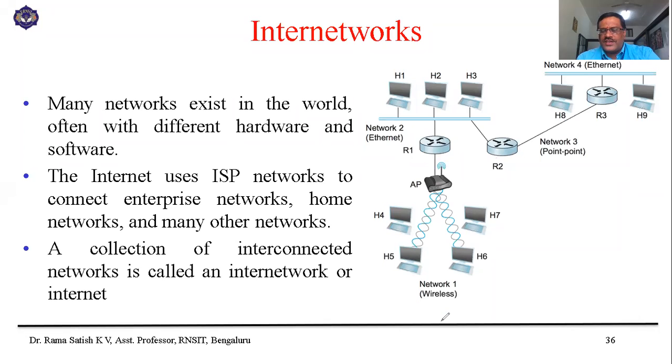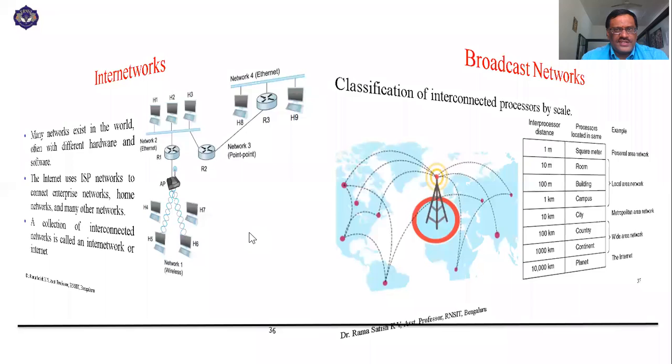An internetwork uses the ISP, Internet Service Provider network, to connect enterprise networks to home networks and many other networks. The collection of interconnected networks is called an internetwork, or the internet. So the internet is interconnected networks across various types. That is what we call an internetwork.